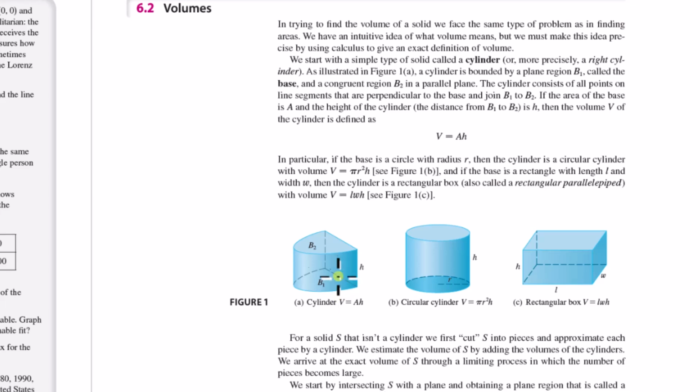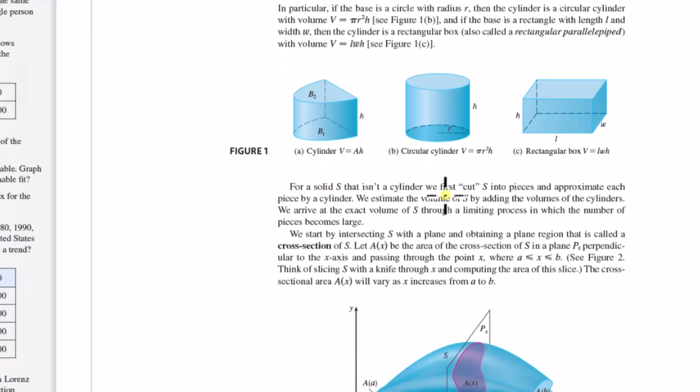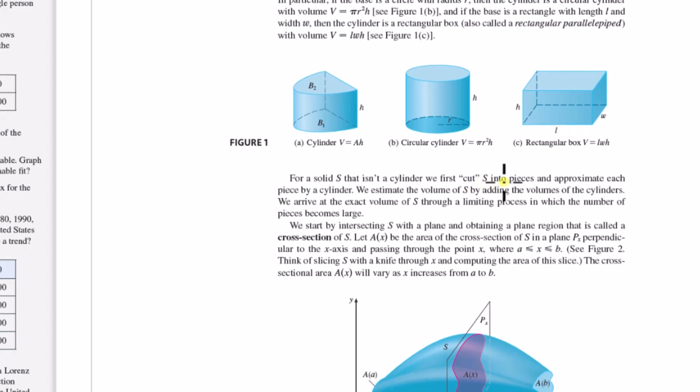All right, but what about solids that aren't cylinders? So for a solid S that isn't a cylinder, we first cut the solid into pieces and approximate each piece by a cylinder. We estimate the volume of S by adding the volumes of the cylinders. So that's why they wanted to start by defining a cylinder. Because to get the volume of a general solid, we're going to break up that solid into pieces, and these pieces are going to be cylinders, right cylinders.